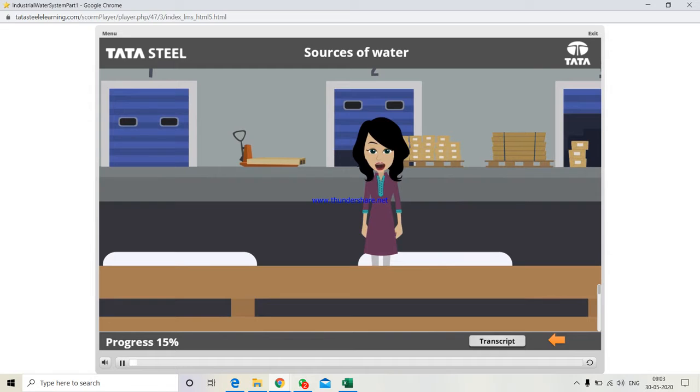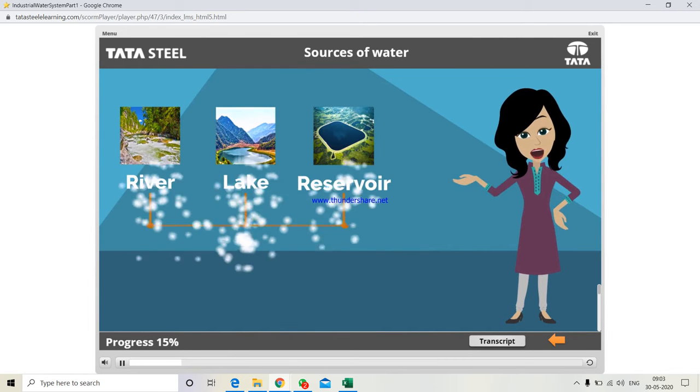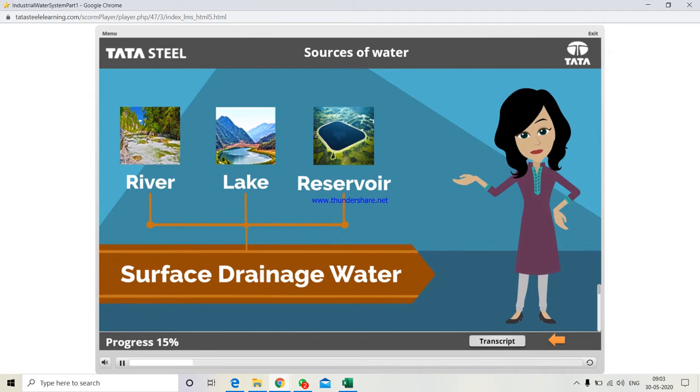We all know the sources of water. Let us brush up once. Rivers, lakes, and reservoirs form the surface drainage water. Rivers is a source of fresh water. Collecting water from rivers is still a widespread practice.